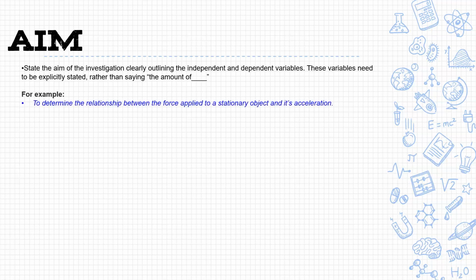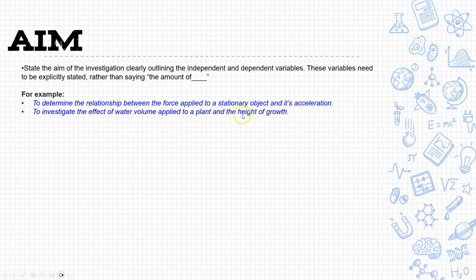Let's look at an example. To determine the relationship between the force applied and its acceleration. So we can clearly see force applied and acceleration are the variables. To investigate the effect of water volume applied to a plant and the height of growth. Again, volume. We're not saying the amount of water, we're saying the water volume and height of growth. Even if we said growth rate, for example, again, it's vague. Growth rate, are we talking about how fast it grows? Are we talking about the height at the end? It's not clear.